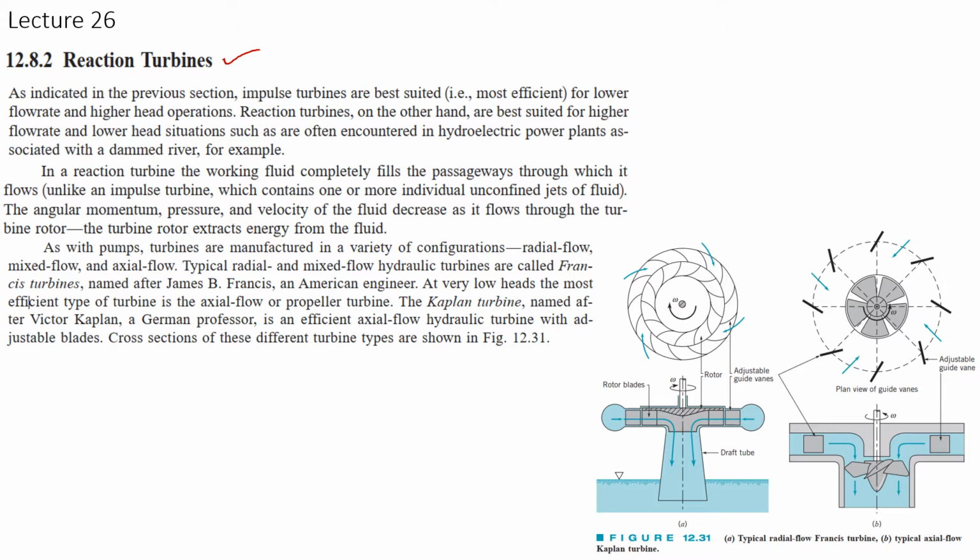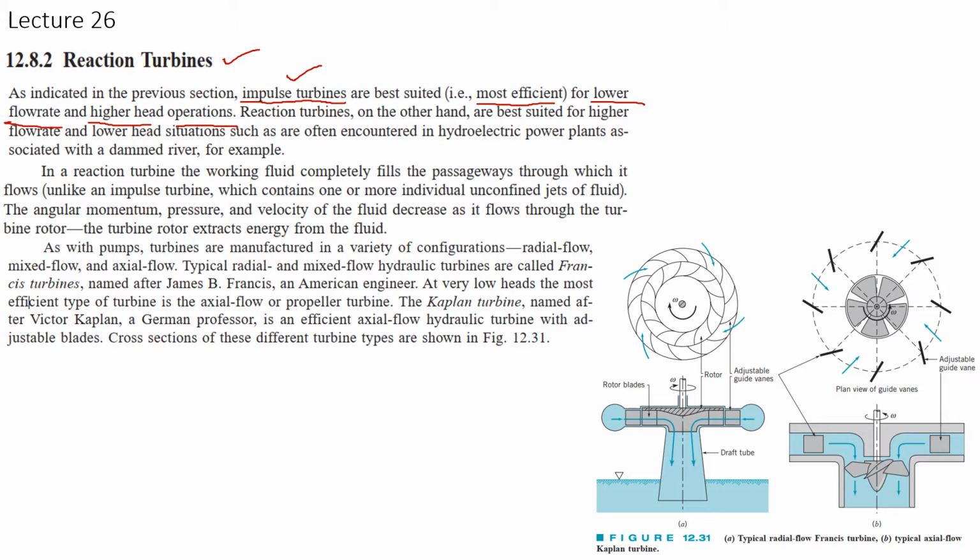In the previous lecture we talked about the impulse turbines, and one thing that we found out is that they are most efficient for lower flow rates and higher head operations. So whenever we are going to use an impulse turbine, we must have a higher head and a lower flow rate. In that scenario we will select an impulse turbine to function and generate hydroelectric power.